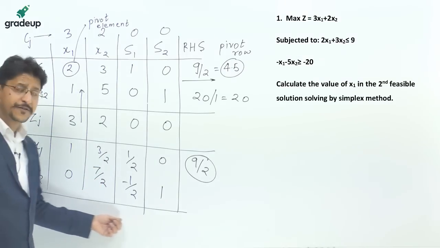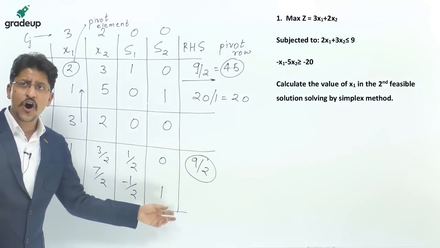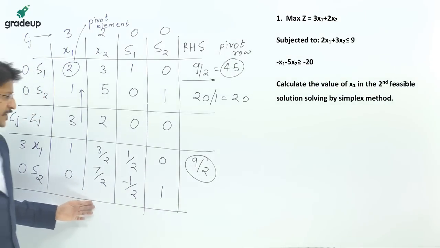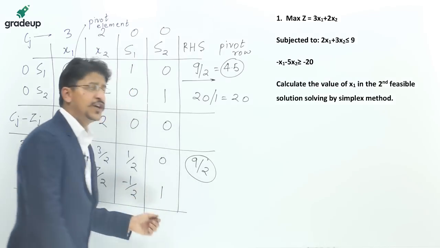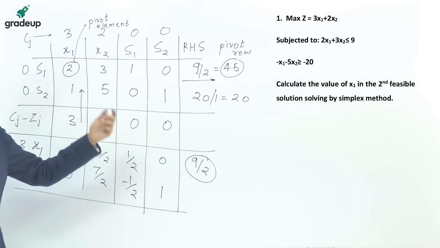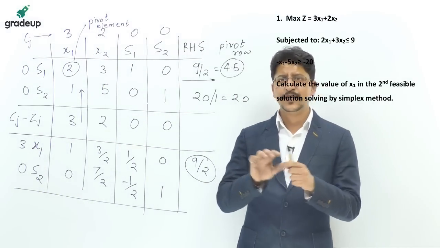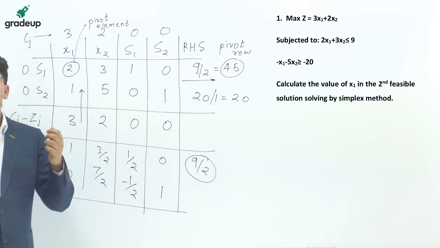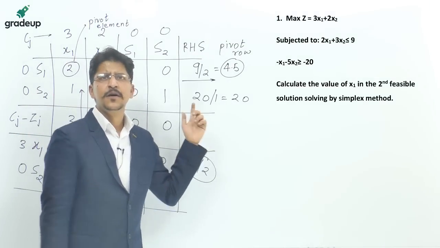But the iteration will stop only after you have arrived at no negative values here. If there is no negative value, the iteration has stopped and you have got a unique solution to this linear programming problem. But if you get some 0 values, that means there are multiple optimal solutions for this problem.